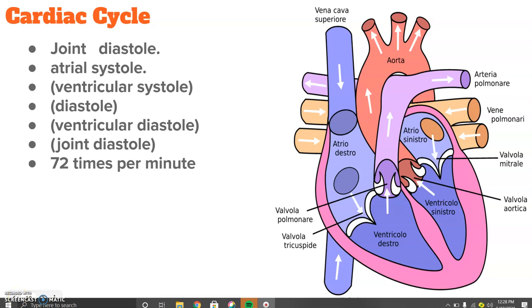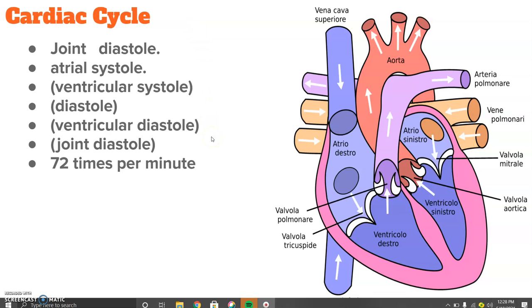Good morning. In the previous presentation, we discussed atrial systole, ventricular systole, ventricular diastole, and joint diastole. Now, the sequential events in the heart, which are cyclically repeated, are called the cardiac cycle, and it consists of systole and diastole of both the atria and the ventricles.